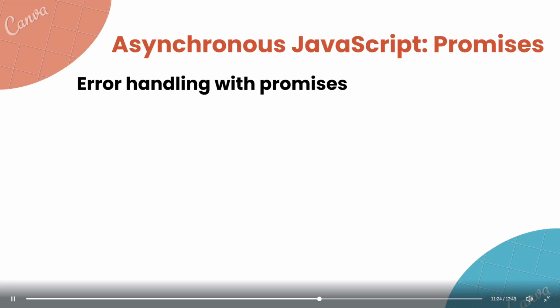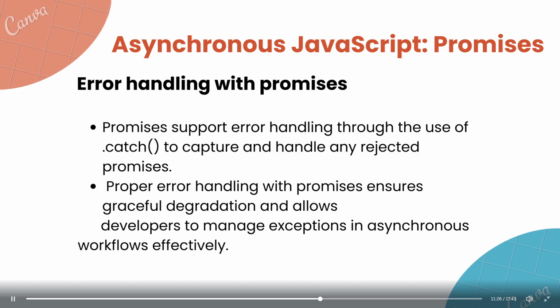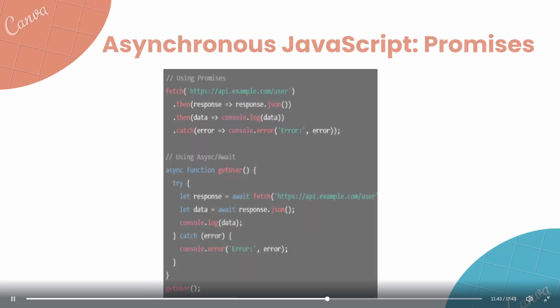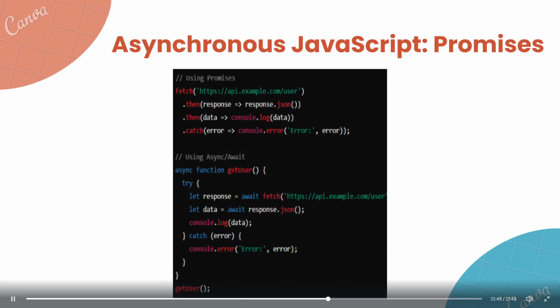Error handling with promises. Promises support error handling through the use of catch to capture and handle any rejected promises. Proper error handling with promises ensures graceful degradation and allows developers to manage exceptions in asynchronous workflows effectively. This is an example of asynchronous JavaScript promises.